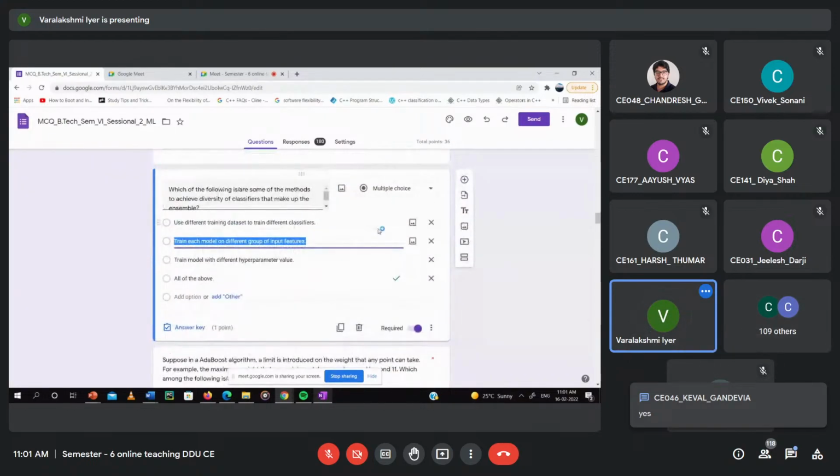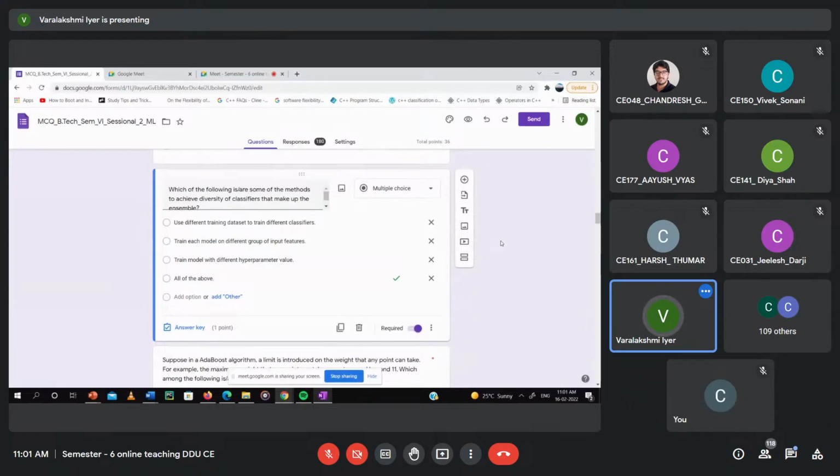Okay, so next one. Which of the following methods are used to achieve diversity of classifiers that make up the ensemble? If you recall, in the initial discussion of ensemble learning, we had discussed that ensemble learning must involve diversity in the models that they are combining. Whenever we are combining multiple models to create an ensemble model, there must be diversity. Otherwise, we won't be able to achieve what we are there to achieve.